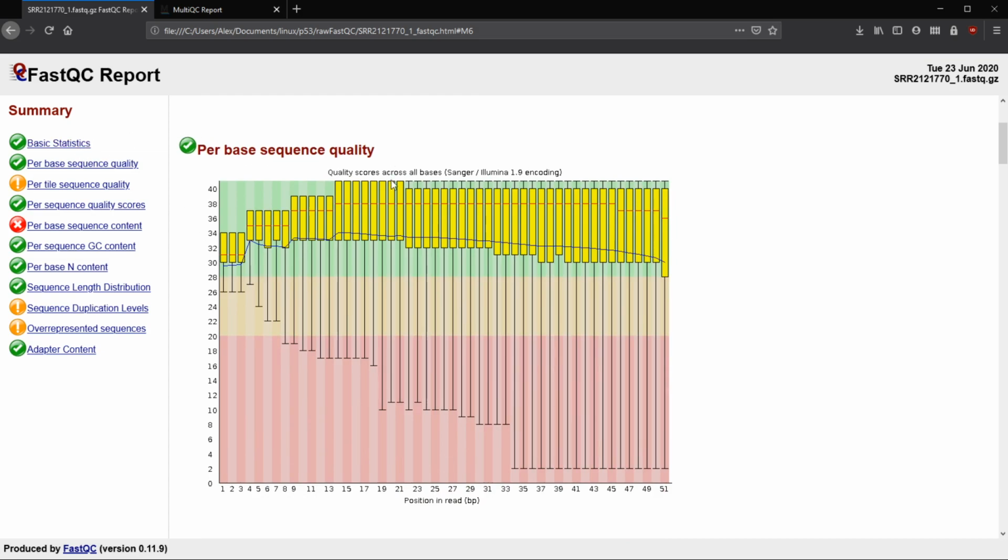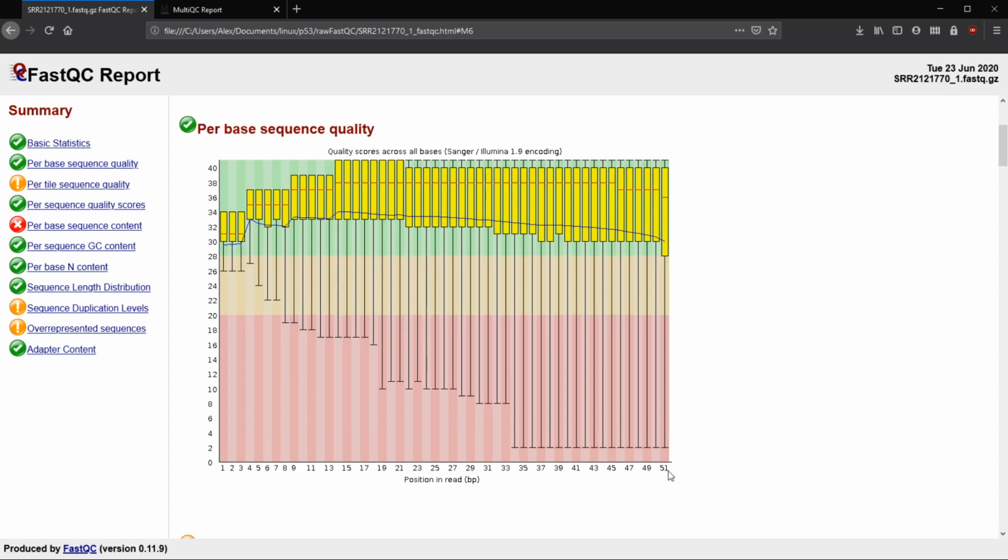So the first one after our basic statistics is going to be our per base sequence quality. So remember before we had 51 base pairs is the whole sequence length. So here we have across the bottom each of our base pairs, or each of our bases. And then looking a little bit more at what's happening, the red line here is the median quality of those bases. The yellow box is going to signify the 25th and the 75th percentile. So 50% of the reads are inside that yellow box.